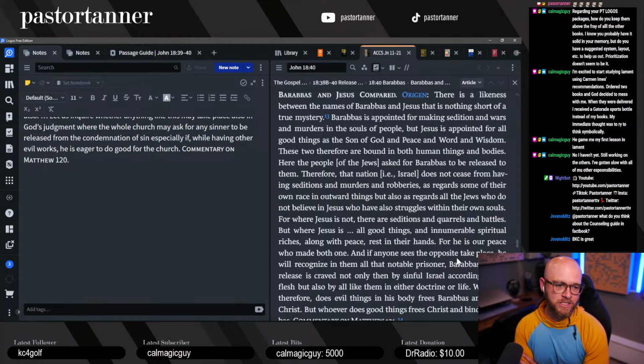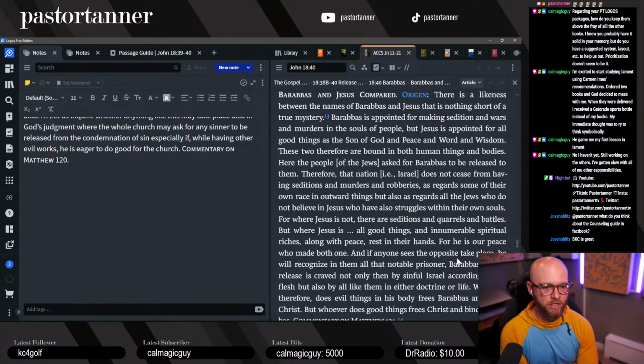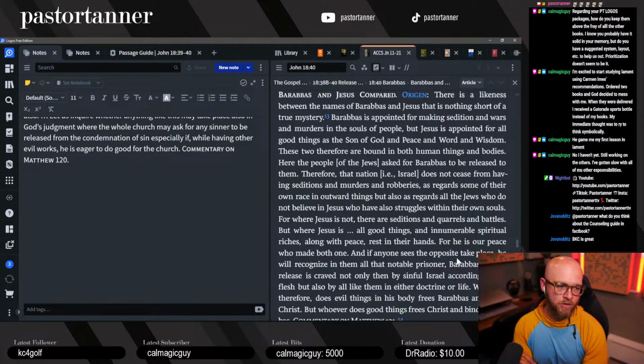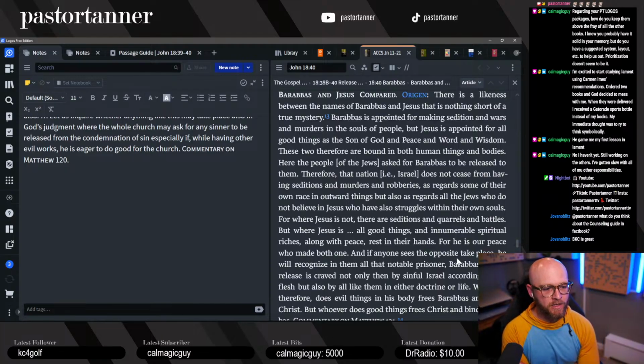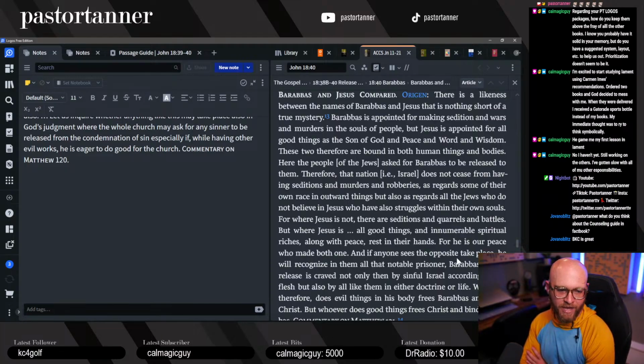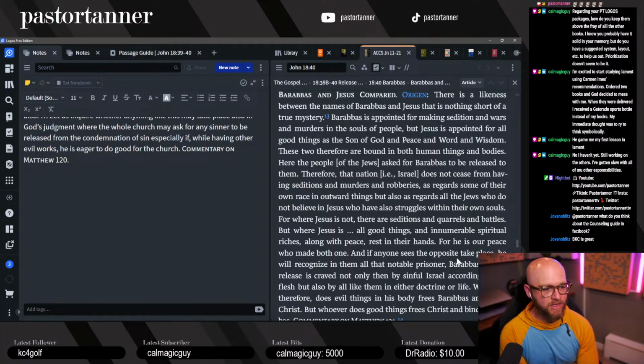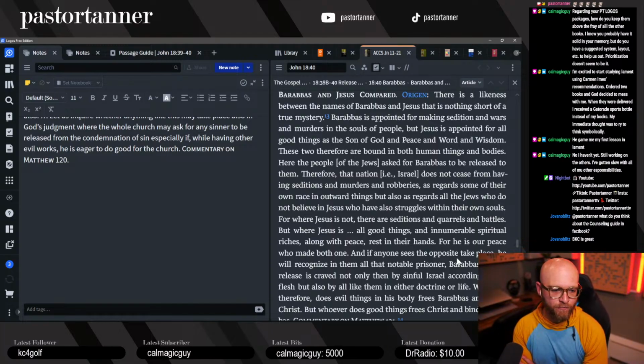For where Jesus is not, there are seditions and quarrels and battles. But where Jesus is, all good things and innumerable spiritual riches, along with peace, rest in their hands. For he is our peace, who made both one. If anyone sees the opposite take place, he will recognize in them all that notable prisoner, Barabbas, whose release is craved not only then by the sinful Israel according to the flesh, but also by all like them in either doctrine or life. Whoever therefore does evil things in his body frees Barabbas and binds Christ. But whoever does good things frees Christ and binds Barabbas.